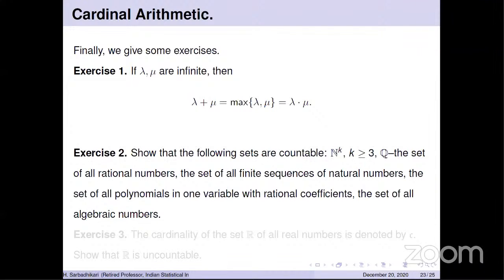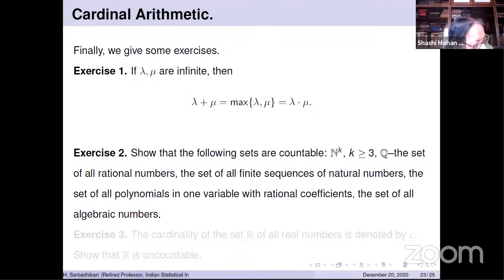So it is an infinite subset of a countable set, so it will also be countable. Okay, all right.